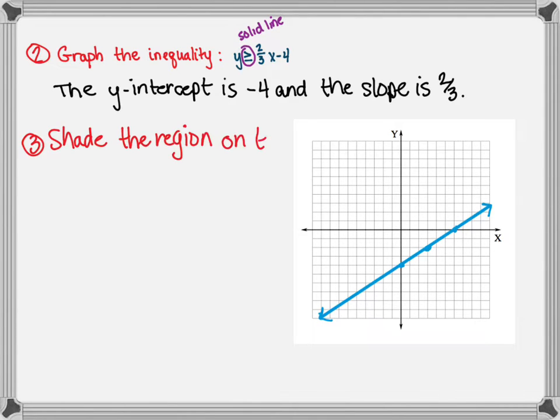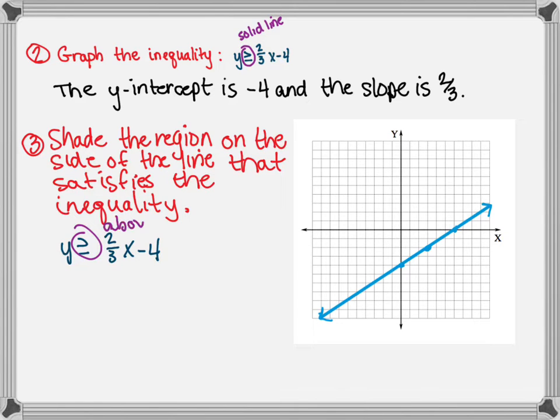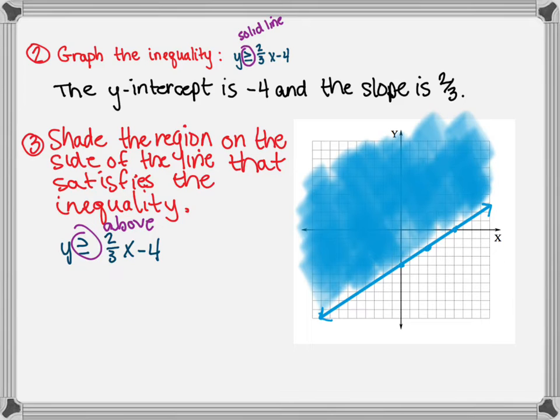Step 3, let's shade the region on the side of the inequality line that satisfies the inequality. So our inequality was y is greater than or equal to 2/3 x minus 4. It's greater than or equal to, so we want to shade above the line. So I'm shading above the line. Now, if it's not clear what is above, you could choose a point. And we want to choose a point that is not on the line.